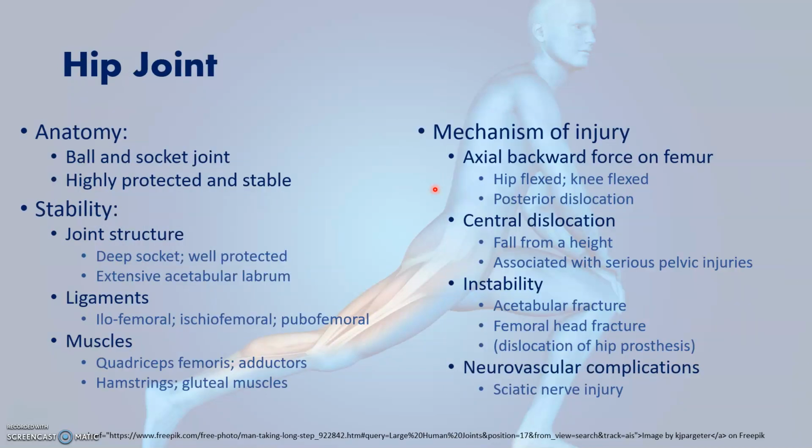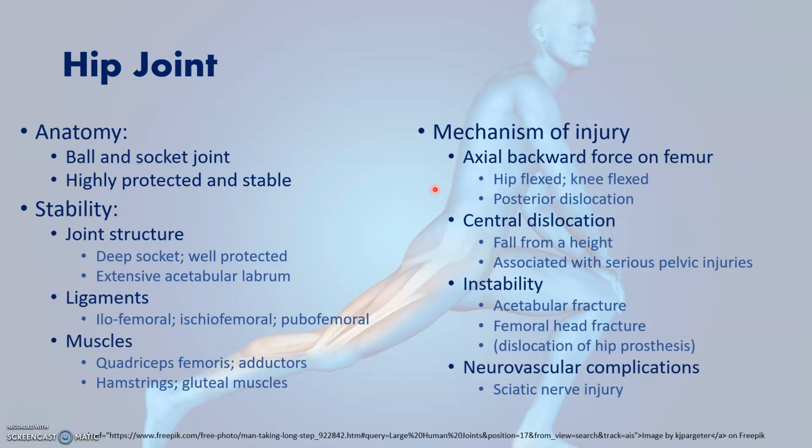So this, of course, is a posterior dislocation of the hip. The hip is a very highly protected and stable ball and socket joint, and of course, with increased stability comes decreased movement of the joint and decreased flexibility. The stability of this joint comes about because of its structure.